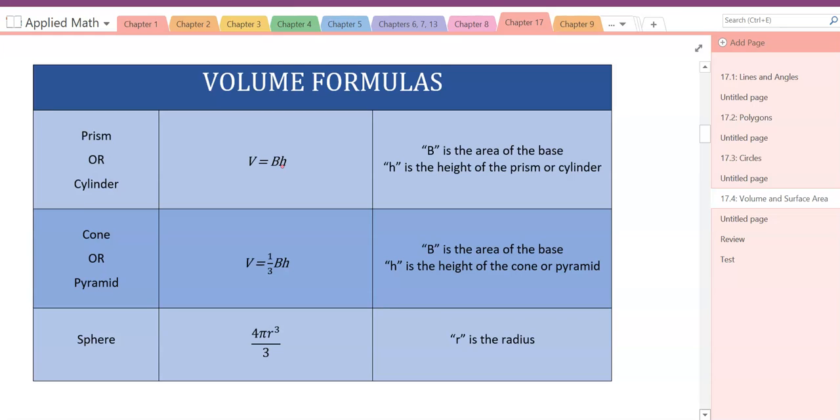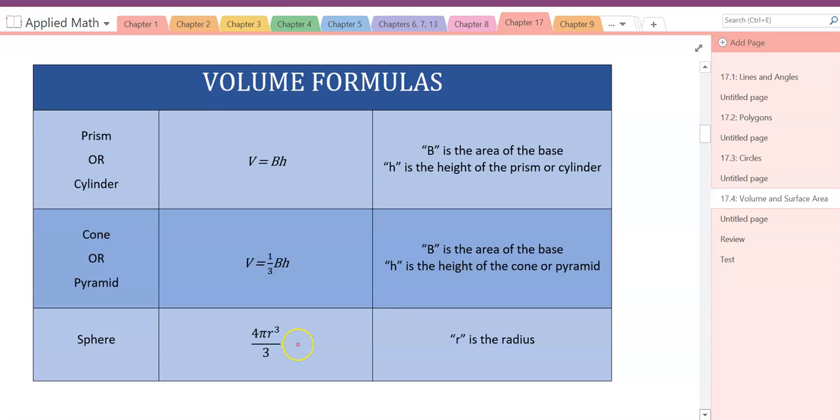Now we have something on cones and pyramids called the slant height, because if you think about a cone or a pyramid, it goes down at an angle. So we have something called a slant height there, and you'll see that get used too when we start talking about surface area and that kind of stuff.